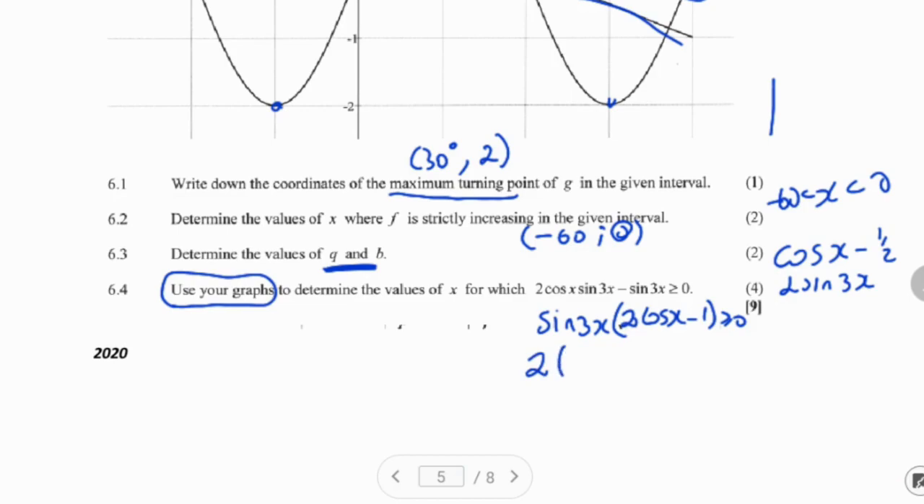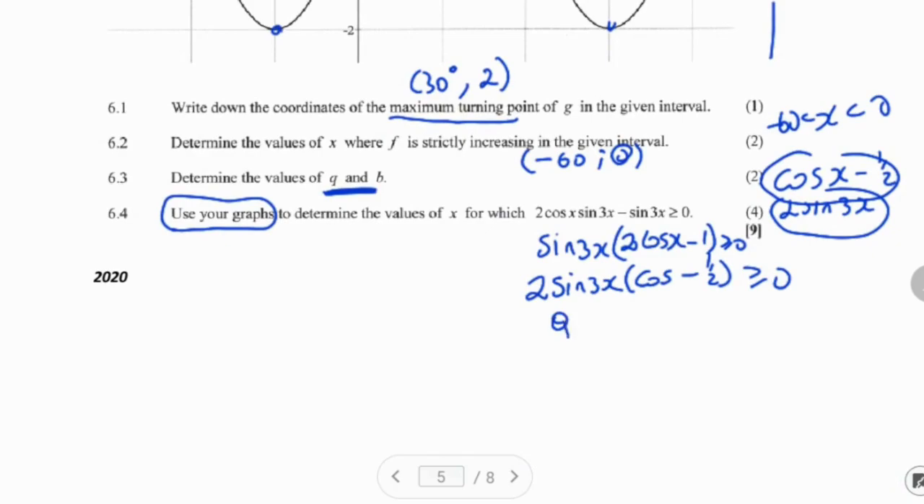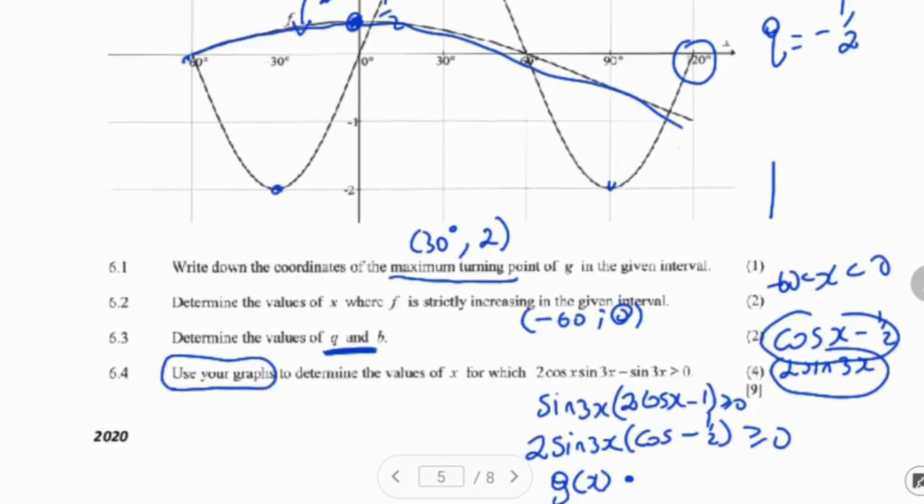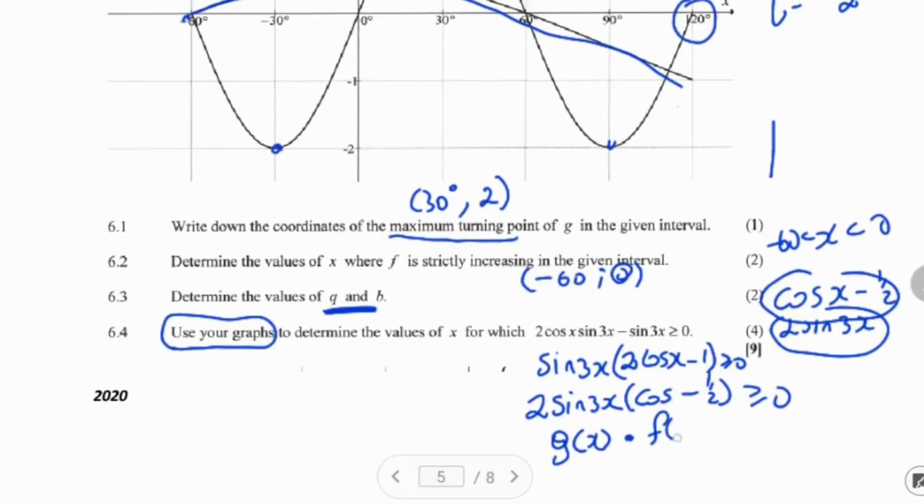If I take the 2 out as a common factor, we will have 2 sine of 3x, we already have that. Inside the bracket, 2 cos x divided by 2 is cos x, 1 divided by 2 is a half, greater or equals to 0. So we have those 2 graphs. 2 sine 3x is g at x. So it means we have g at x times f at x, which is cos x minus the half, greater or equals to 0.